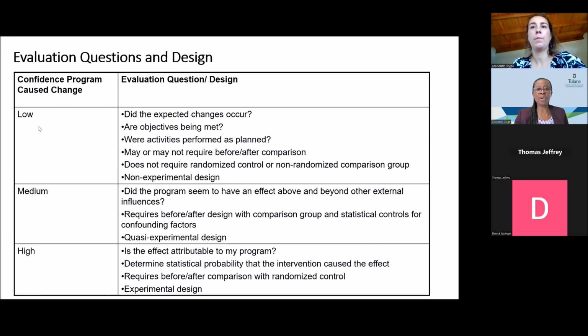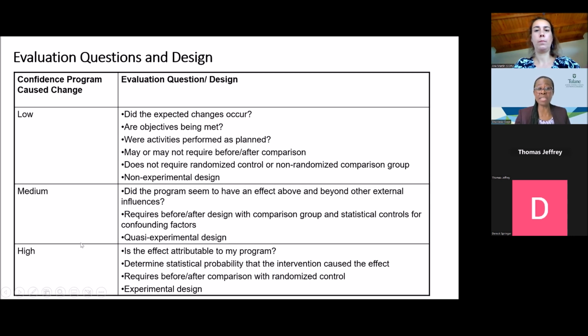Okay, so how much confidence do you have that the program caused a change? Low confidence: when you are asking questions such as, did the expected changes occur? Are the objectives being met? Were activities performed as planned? You may or may not require a before and after comparison. It does not require a randomized control or a non-randomized comparison group. And this is your basic non-experimental design.